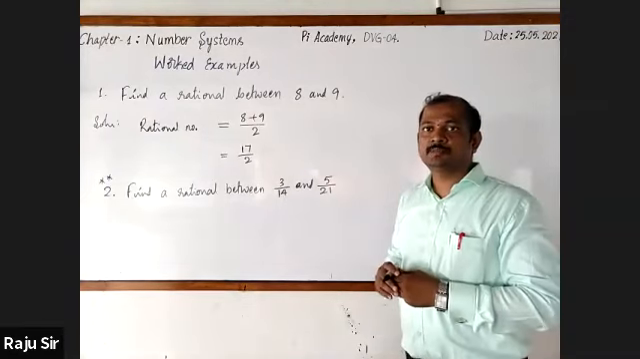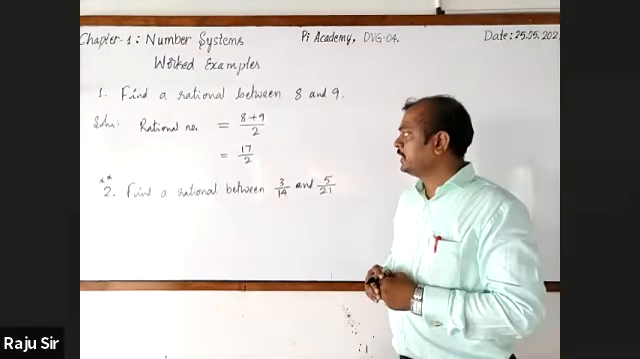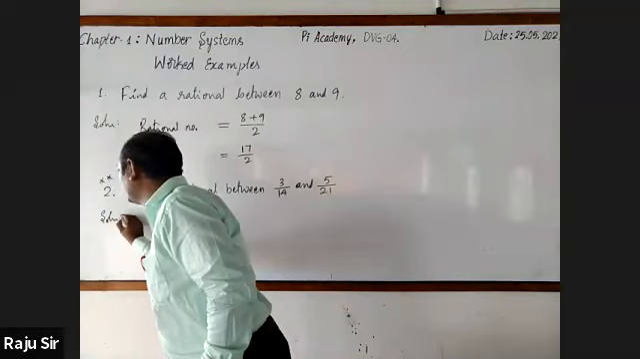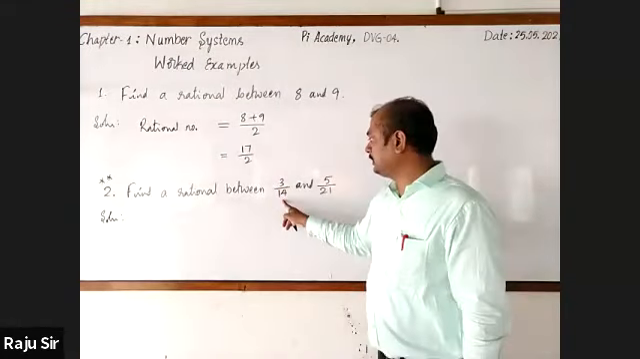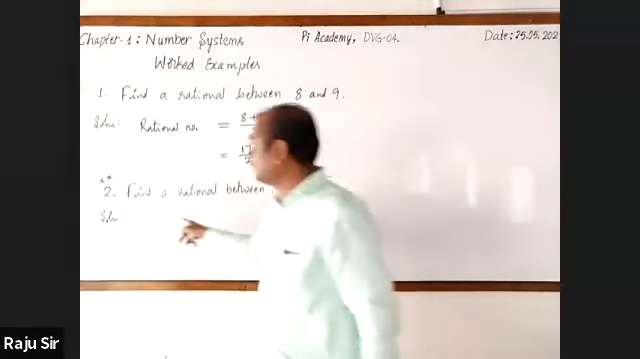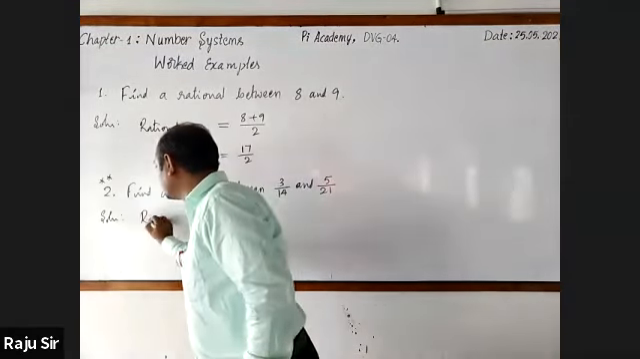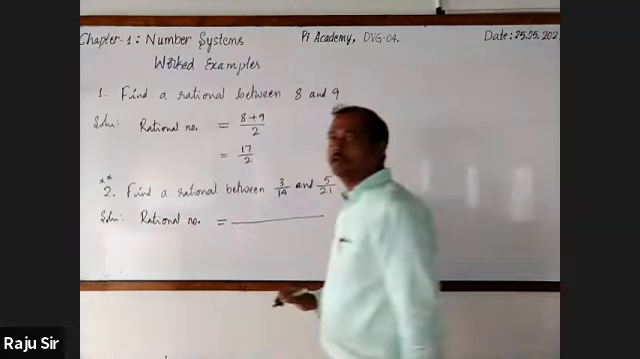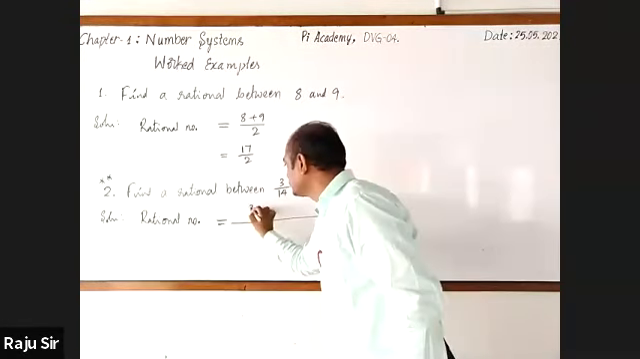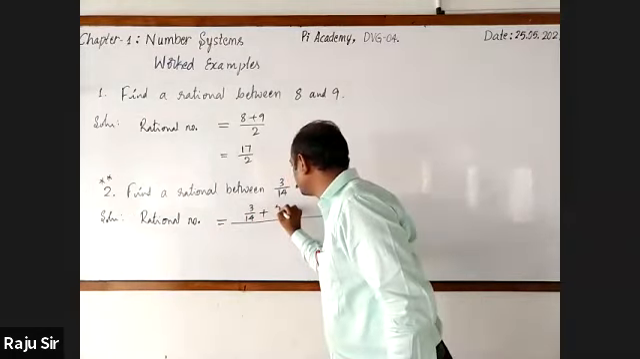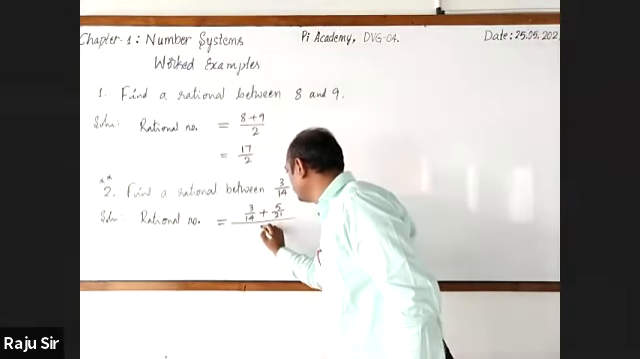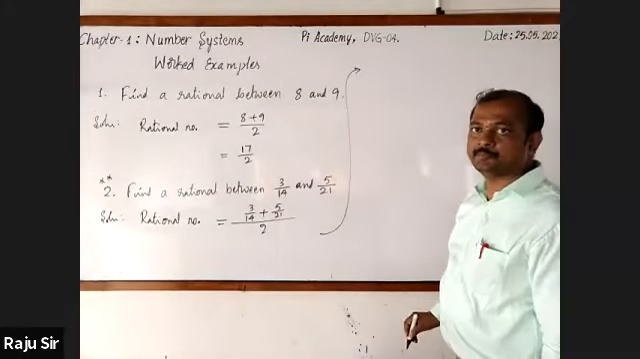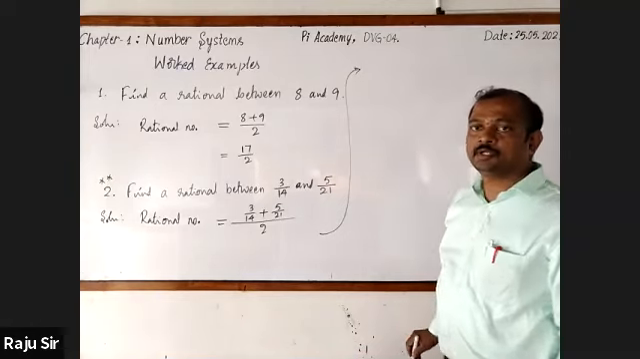Dear students, just observe. Here also we have to follow the same method. I think better to write with you. There are two numbers, 3 by 14 and 5 by 21. The rational number between these two can be written as: rational number is equal to, add these two numbers, 3 by 14 plus 5 by 21 whole divided by 2. Hope that you are writing with me.